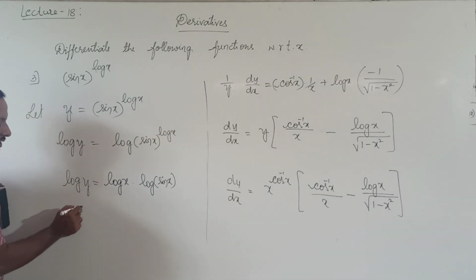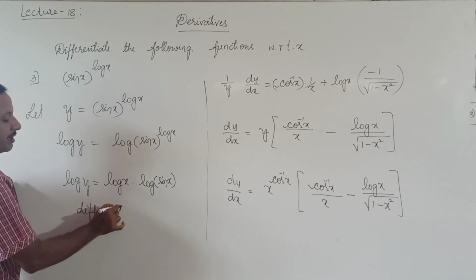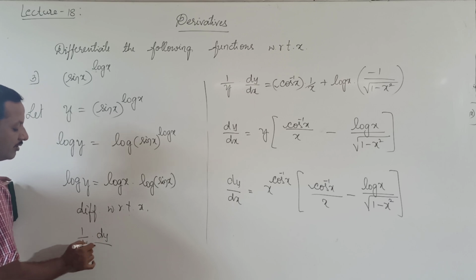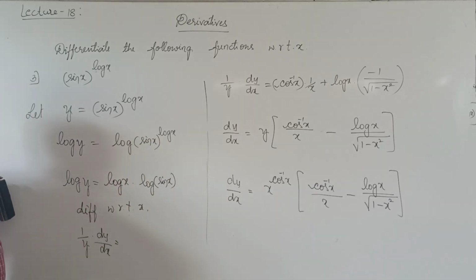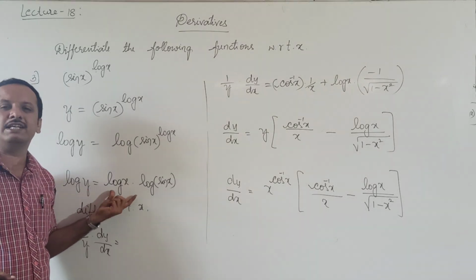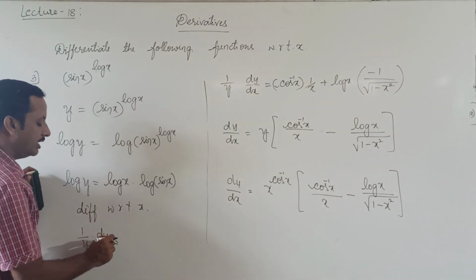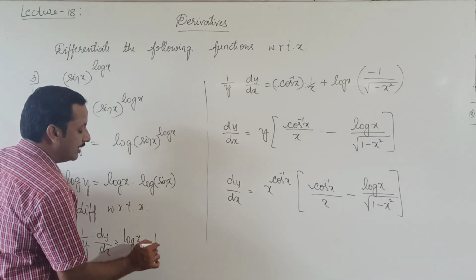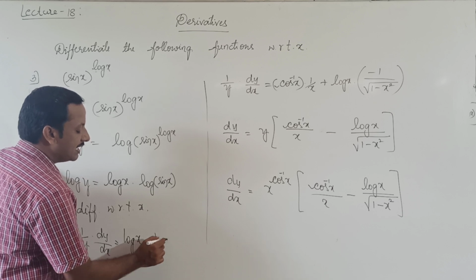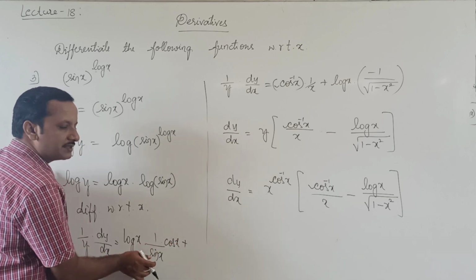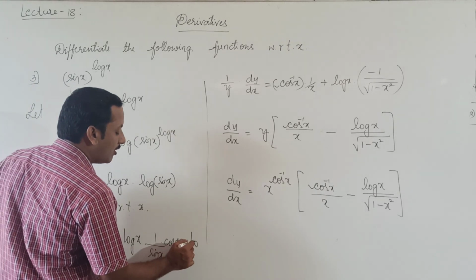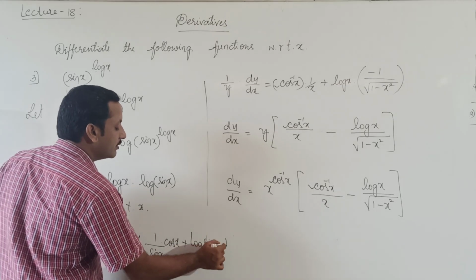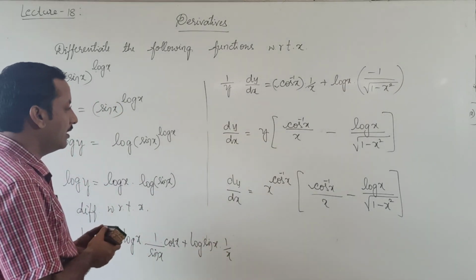Now let us differentiate this with respect to x. That will give you the derivative of log y, which is 1 by y into dy by dx, is equal to, on the RHS, the product of two functions, log x into log sin x. Let us differentiate that by using the product rule: log x, the first function, into the derivative of the second. The derivative of log sin x is 1 by sin x into cos x, the derivative of sin x, plus log sin x into the derivative of log x, which is 1 by x.